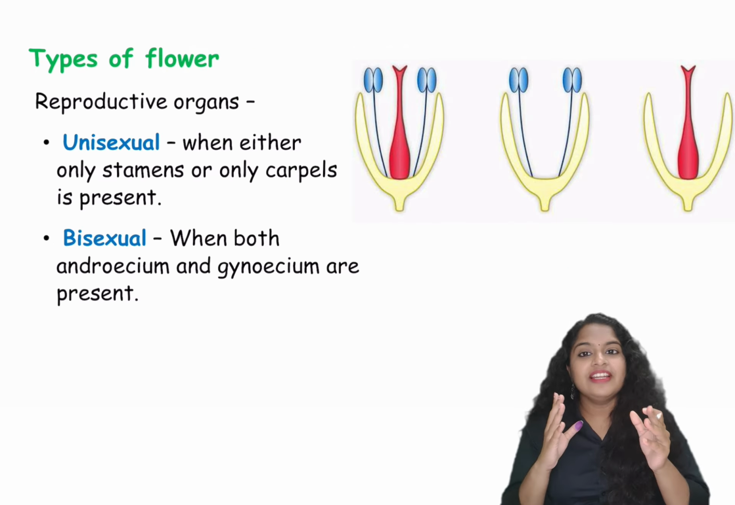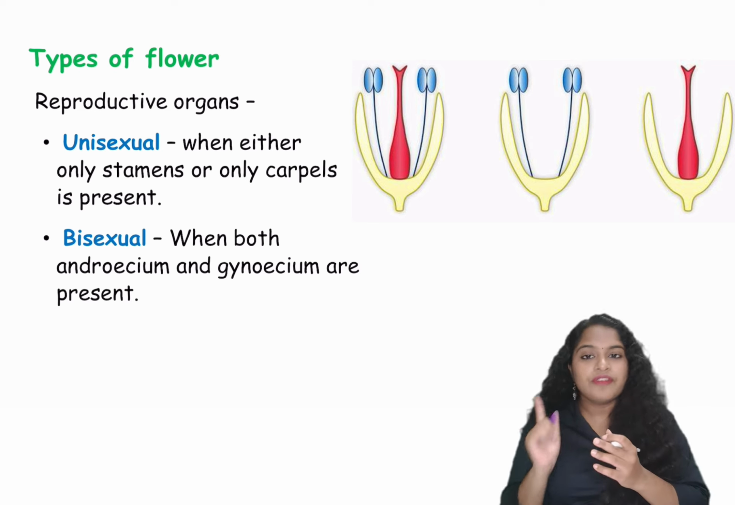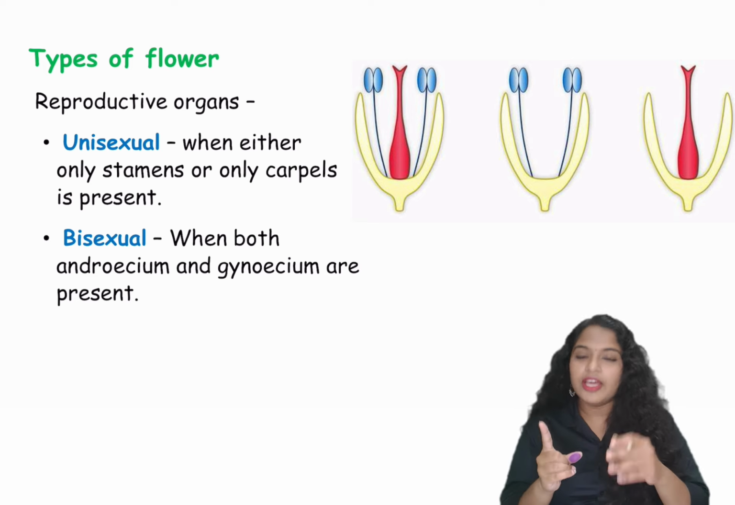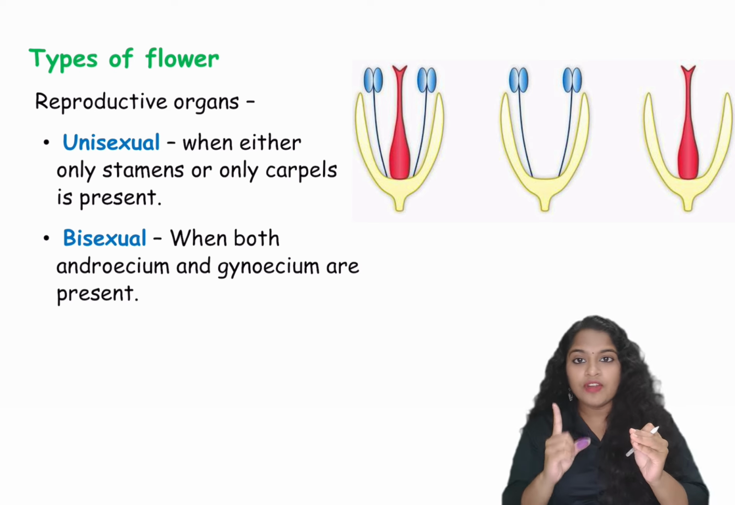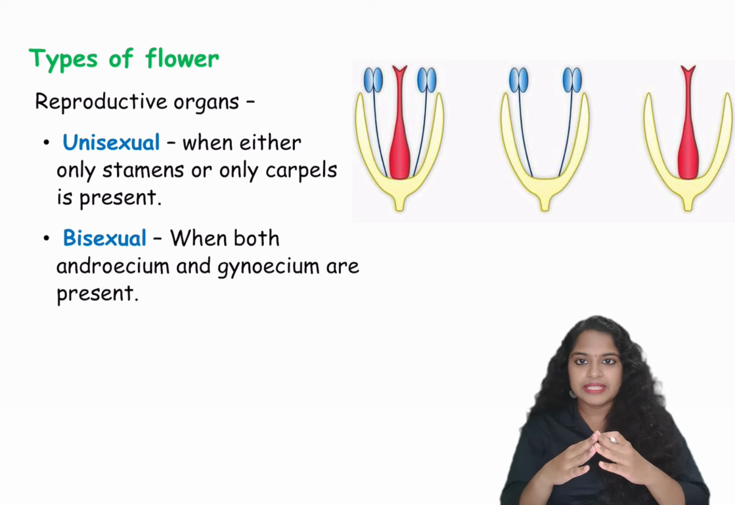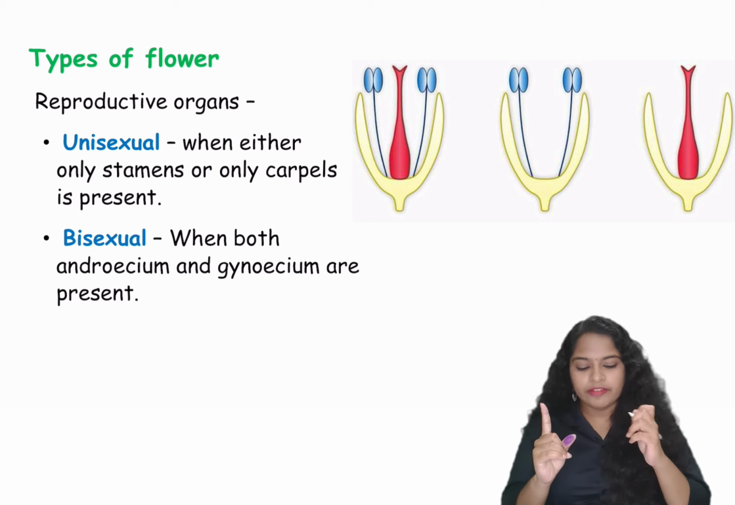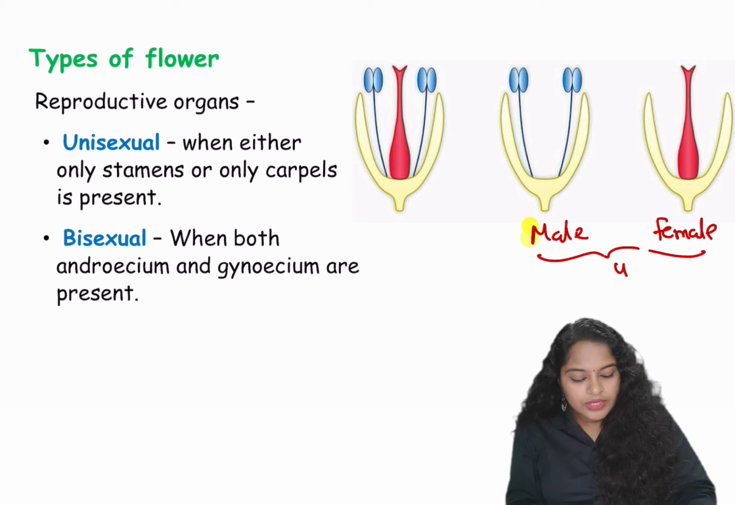Now we are going to see different types of flowers. So based on different characters, flowers are of different types. So the first one is based on the reproductive organ. Flowers are of two types. One is unisexual flower and the other one is bisexual flower. So unisexual flowers are flowers which have only one reproductive organ. Either stamen will be present or pistil will be present. So that is called unisexual flower. So female flower will be there, male flower will be there. So you can see here, this is the male flower and this is the female flower, and these are unisexual flowers.